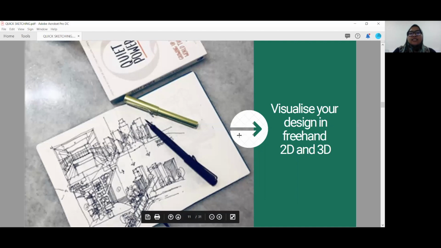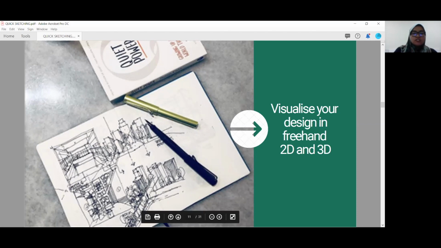Visualize your design in freehand, 2D and 3D. If you can see here, I'm very sorry because the resolution of the photo is not very sharp. This is basically my 2D drawings. Okay, it's the perspective. Sorry, it's a plan. It's a plan from here.